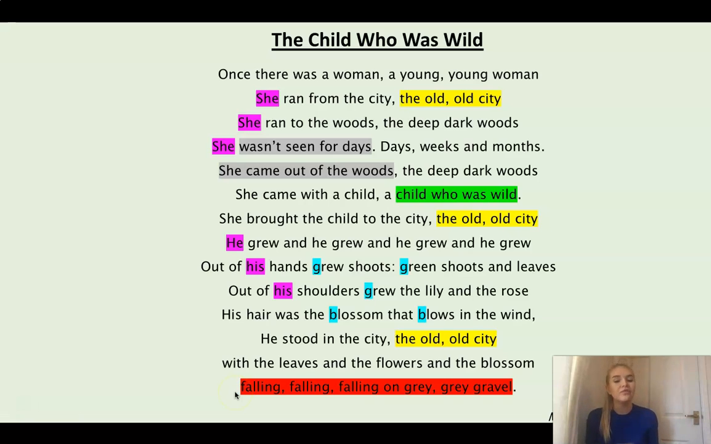This repetition of falling three times and only repeating grey twice gives me the sense that the poet really wants us to know that something is falling from this person, and what the gravel looks like that it's falling on, that grey gravel, with the alliteration of the G's there. I think the poet has used lots of features really well here, so well done if you spotted the same as me.